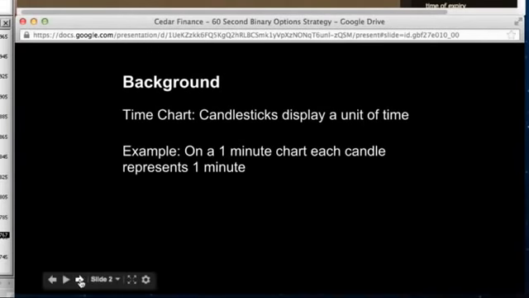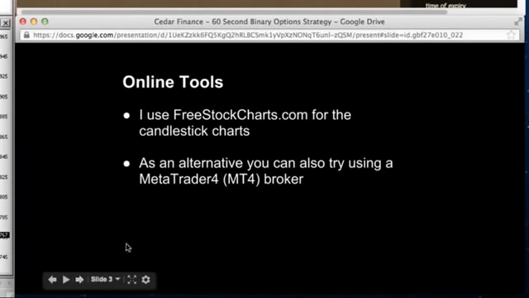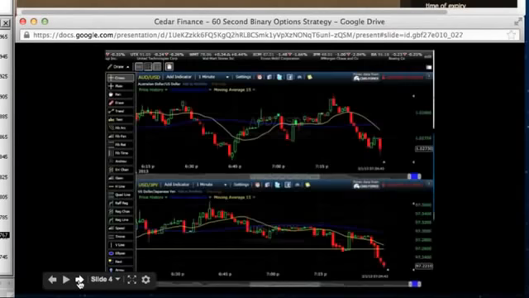Okay, so continuing with my slide. I've just gone through here the online tools. You can also use free stockcharts.com or MetaTrader. MetaTrader is probably a lot nicer. It's a downloadable application, whereas free stockcharts just streams live in the web browser. This slide here is basically showing you what I just went through. This is actually a free stockcharts.com screenshot. So we'll continue to the next slide.